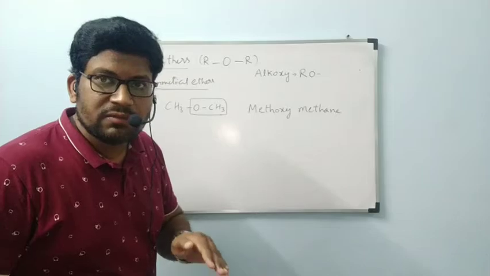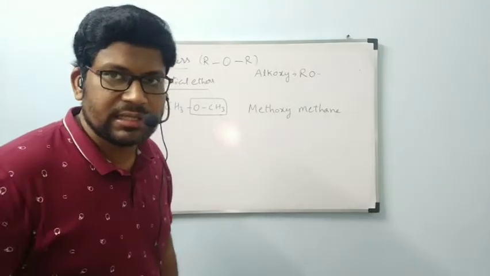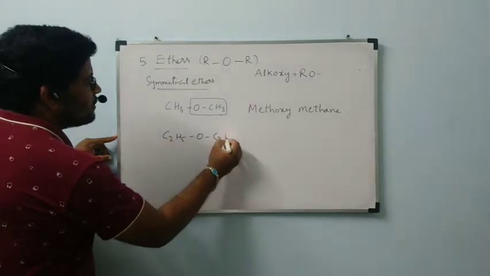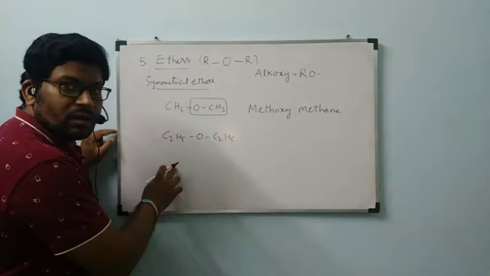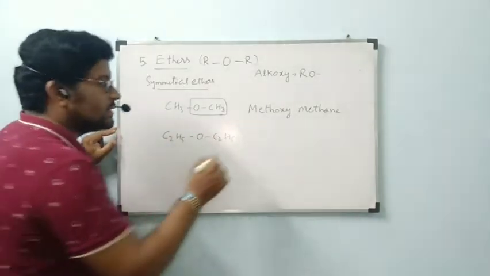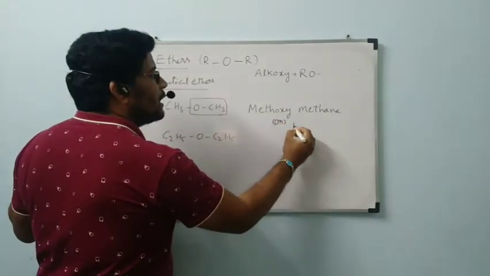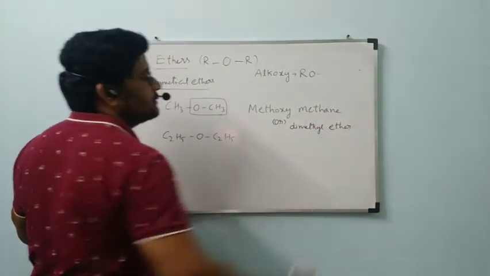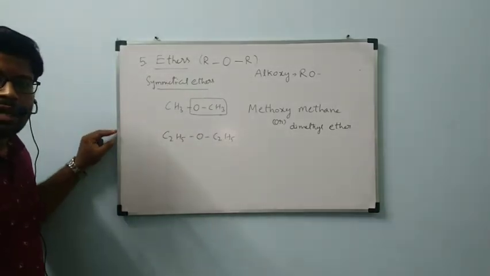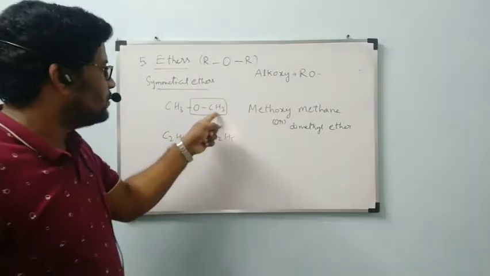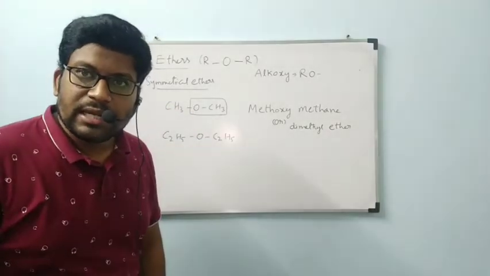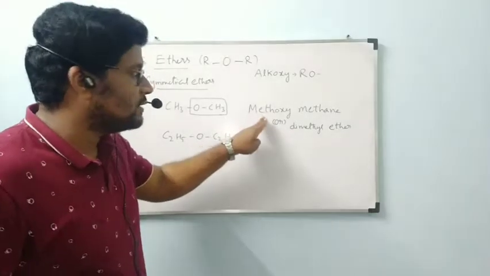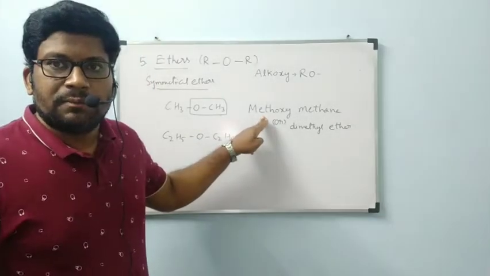Like this, we will see some more examples of symmetrical ethers. This compound is also written as dimethyl ether, because two methyl groups are present in the ether. But the IUPAC name is methoxymethane only. Please understand, all of you.